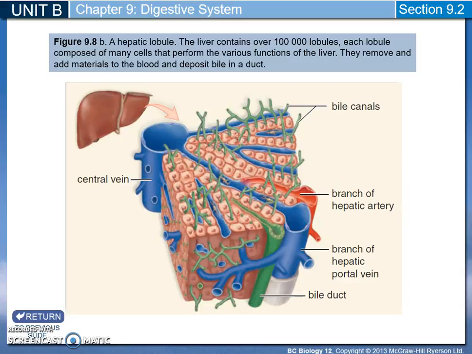Here's a diagram, an illustration of how that structure looks, and you can see the different parts that are there. So you have the branch of the hepatic artery, the hepatic portal vein, and then you have the bile duct.